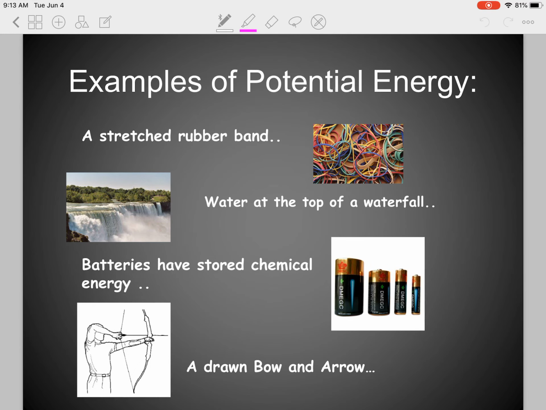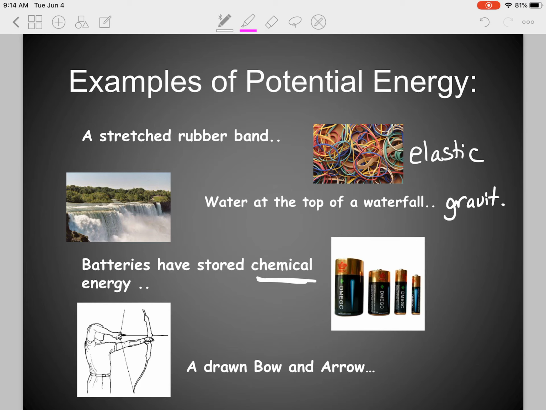So here's some examples. A stretched rubber band would be what type? Elastic. Water at the top of a waterfall, that would be what type? Gravitational. A battery can store chemical energy, so it tells you there that one's chemical. And a bow and arrow, when you draw it back, that is a type of elastic potential energy.